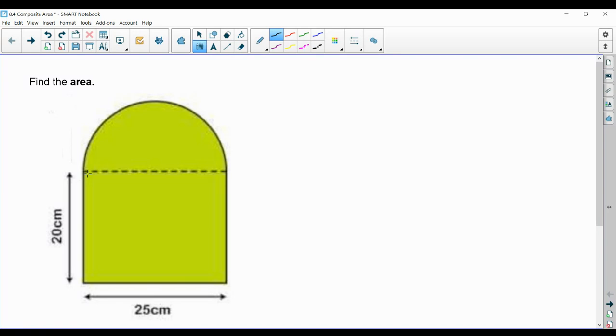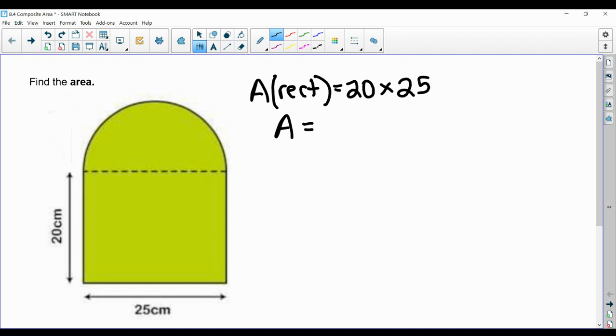I'm going to start by finding the area of this rectangle part at the bottom, just because rectangles are pretty easy. Now, I highly suggest that you write down every step, because it's really going to get mixed up if you try to remember all the numbers. To find the area of the rectangle at the bottom, I would do 20 multiplied by 25. So if I take 20 and multiply by 25, that gets me to 500 centimeters squared. That's this whole portion right here.